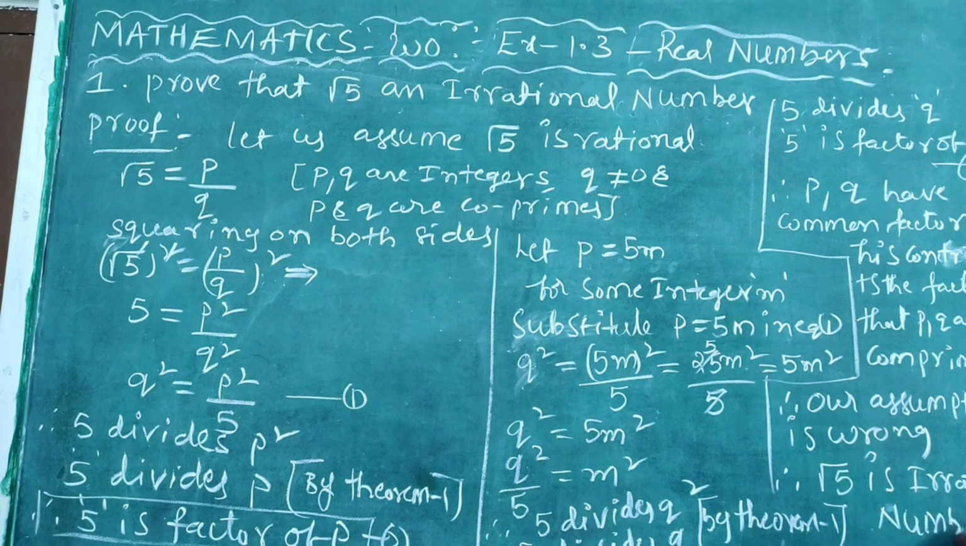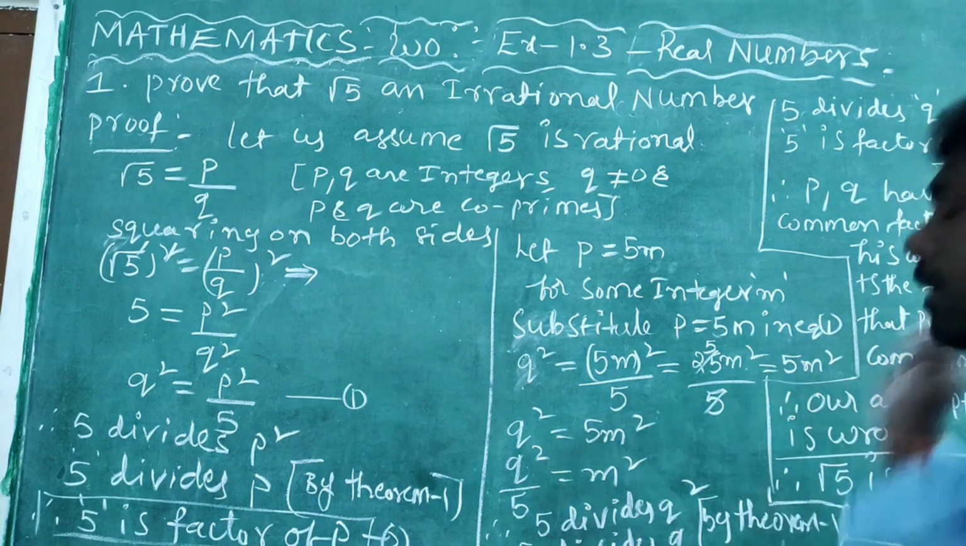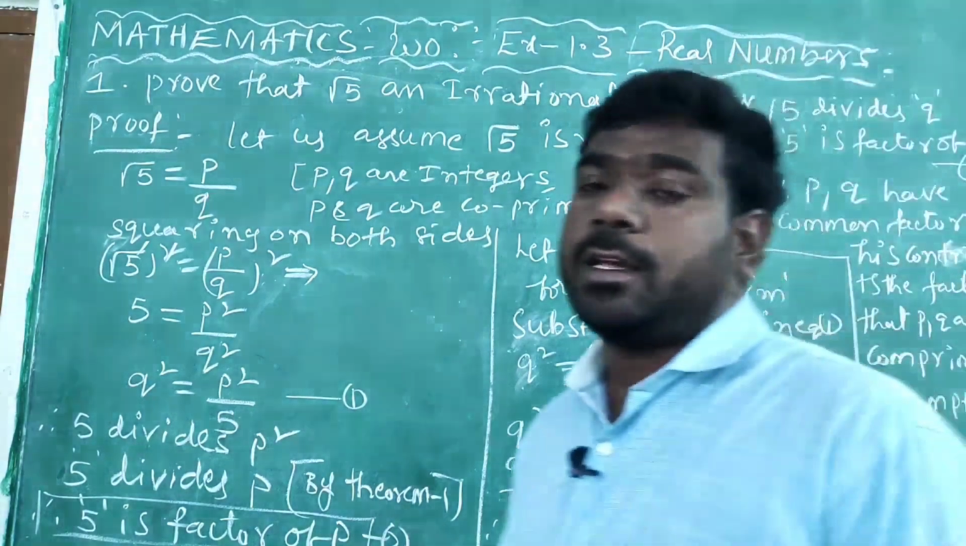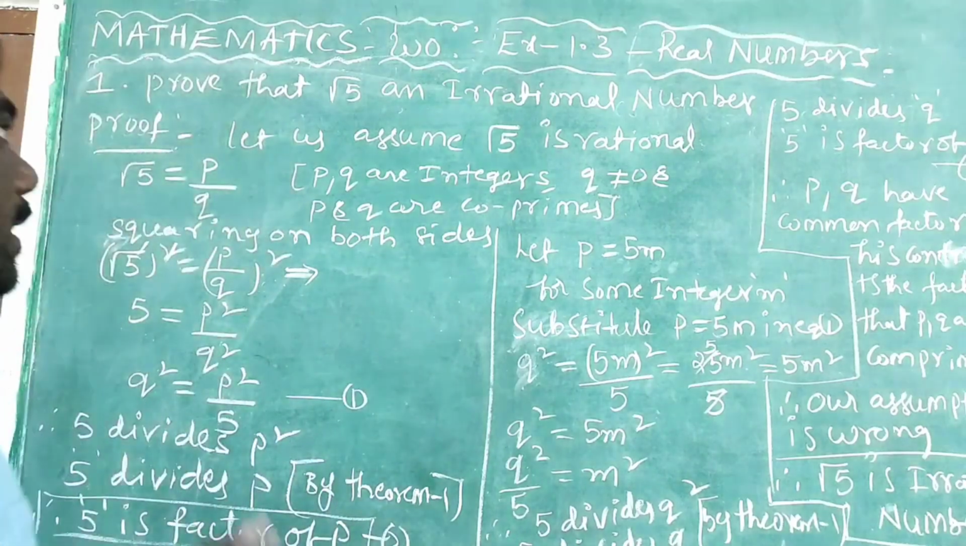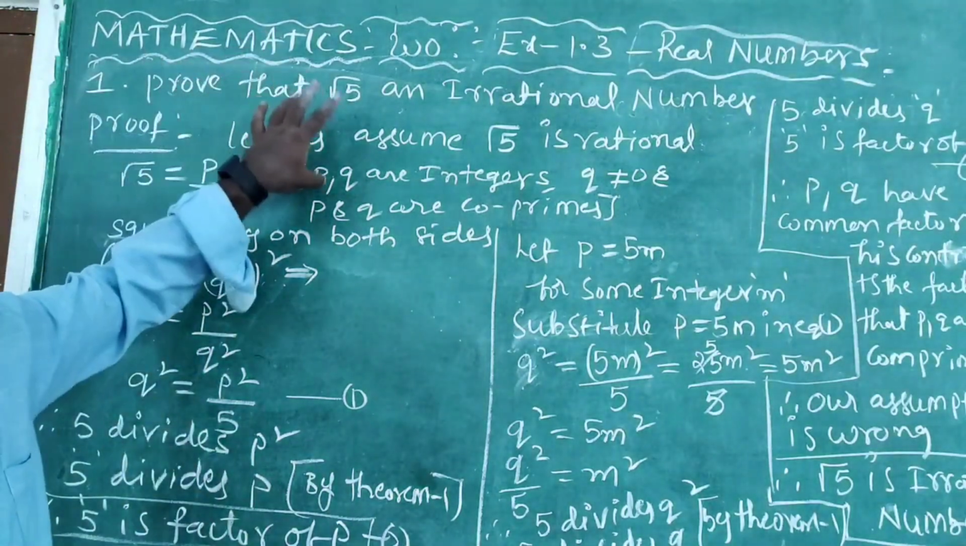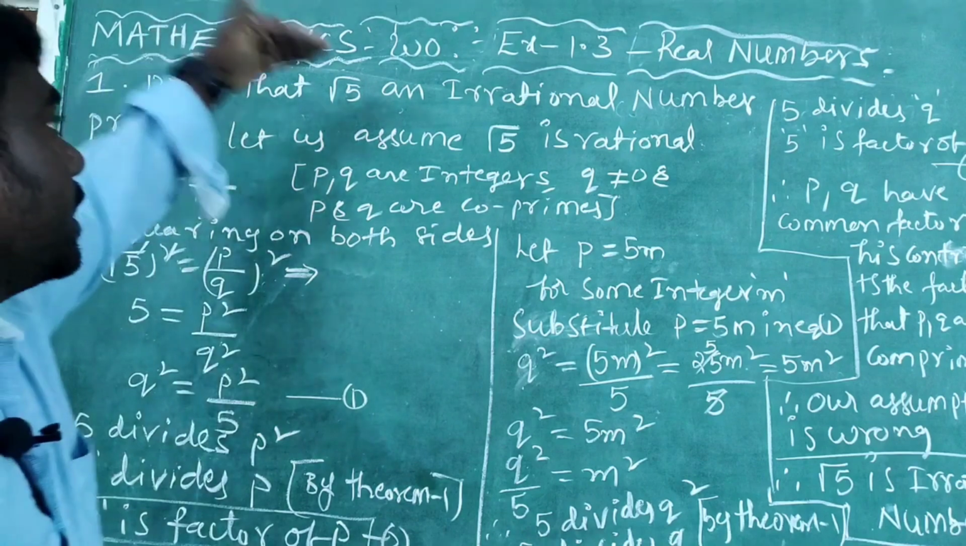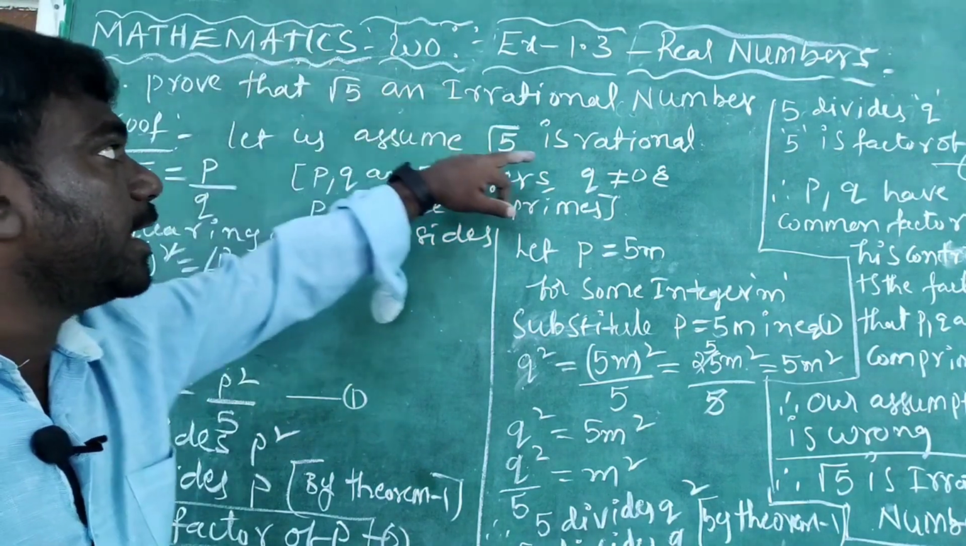This is the proof. Like this we are going to prove any irrational number. Very simple concept here. So once again, see from the first. First, root 5 we can take.